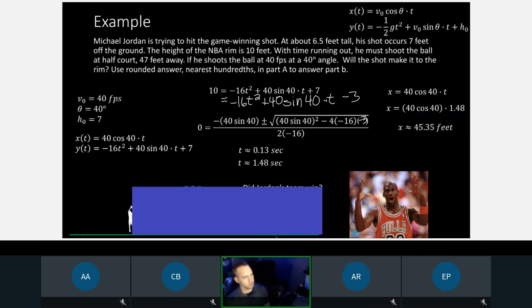So based on 1.48 seconds to get to the height of 10 feet in the air, the horizontal distance is 45.35 feet. And we know the rim is 47 feet away. So based on this way of doing it, it is definitely clear he didn't make it.